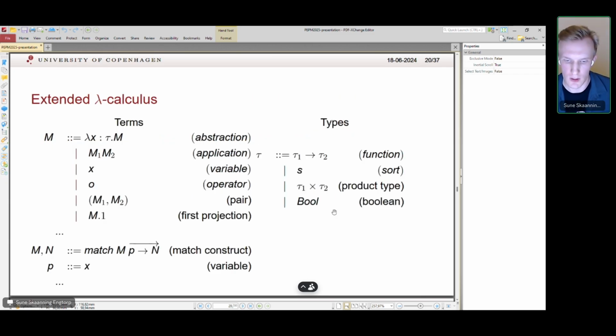And here are some of the terms and the types of the extended lambda calculus. So here we are able to represent the operators from our abstract syntax. And in terms of types, we have function types, the sorts from our abstract syntax, product types, and booleans.